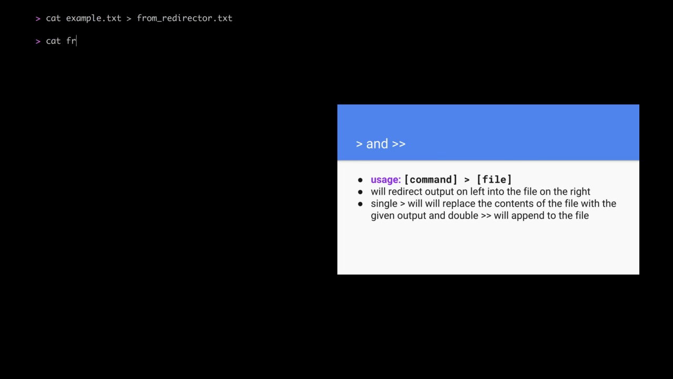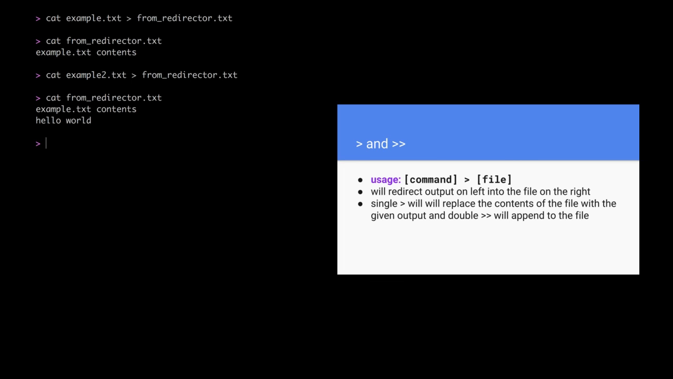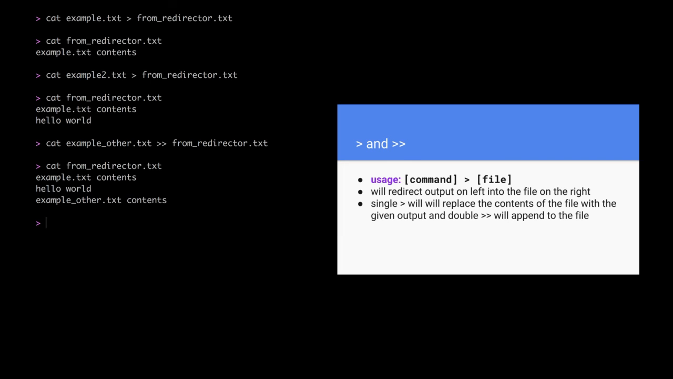redirected into redirector.text, you can see that the contents match. And if I do cat example2 with, again, just a single greater than symbol, it's replaced the contents. But if I do a double greater than, now it's just added on to the end of it. So this is something to keep in mind as you're building up output from a couple of different commands in a row, or using this inside a bash script potentially.